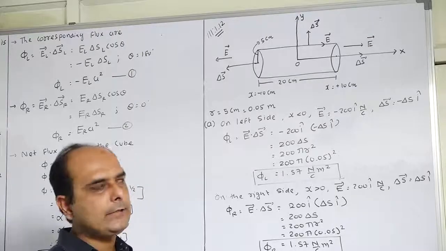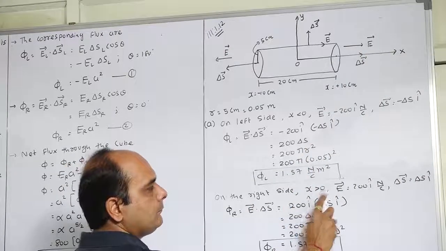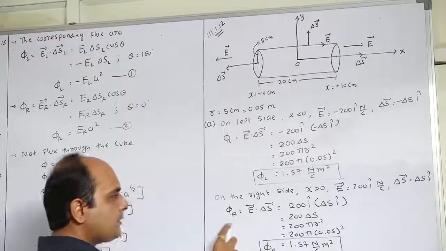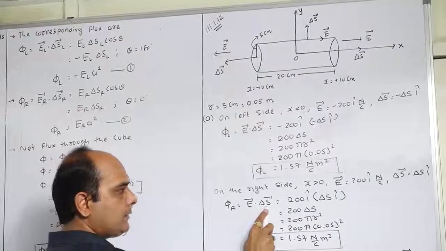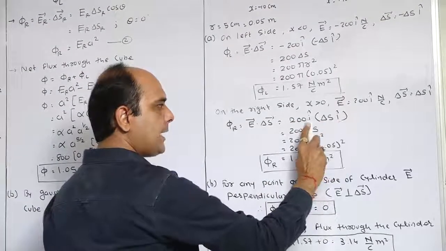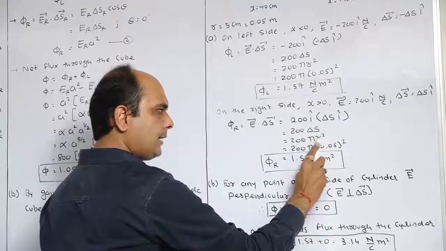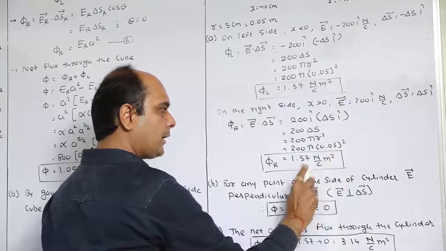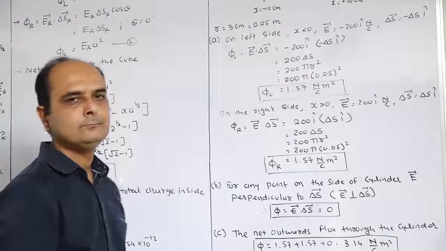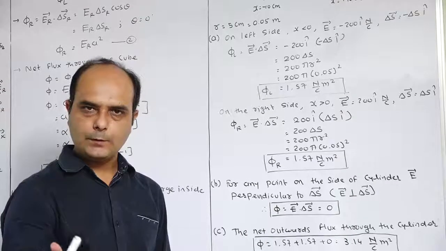Same calculation is for the right hand side. For the right hand side, x greater than 0, E is equal to 200 i cap, delta s is plus delta s i cap. Same equation, phi R is equal to vector E dot delta s, vector E is equal to 200 i cap, delta s is delta s i cap, i cap dot i cap is 1, so 200 delta s remains. Again delta s is pi r square, r is 0.05 whole square, and again you get the same answer, 1.57 Newton per coulomb into meter square. Student, for the left hand side the answer is 1.57, for the right hand side the answer is again 1.57.